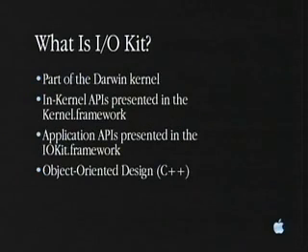From a runtime perspective, IOKit is part of the Darwin kernel. It's compiled into the kernel, it executes in the kernel address space, and all of the APIs that IOKit presents are present in the kernel.framework. That is, all the in-kernel APIs are present there. The APIs that we present to application developers are present in the IOKit framework.